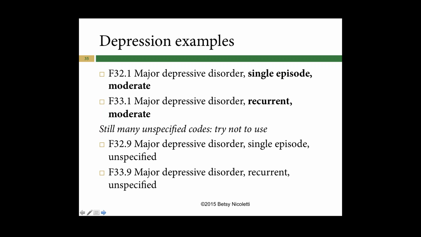Depression examples for major depression, we have single episode or recurrent episode, mild, moderate. We have these unspecified codes again, F32.9, major depressive disorder, single episode unspecified or recurrent unspecified. We're going to try to be specific whenever we can. So let's see if we can code this case.